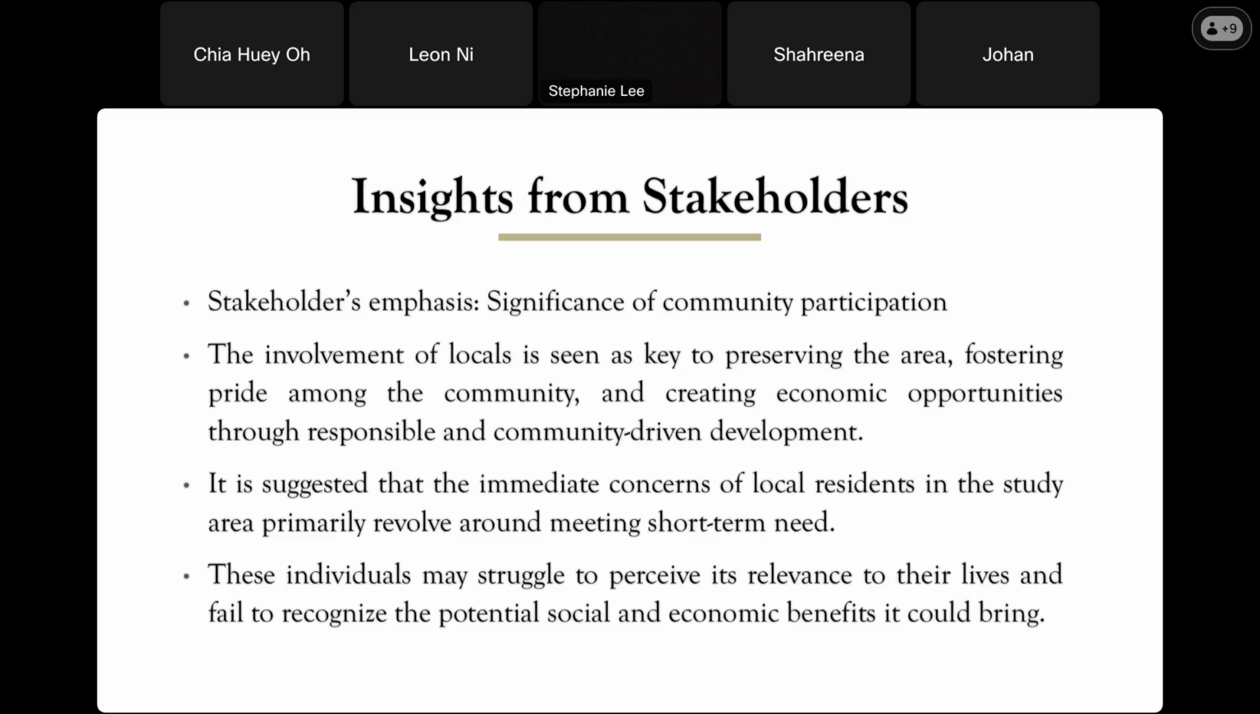They emphasized the crucial role of community participation in tourism development planning, particularly in the Kuala Juru area. The involvement of locals is seen as key to preserve the area, foster pride among the community, and create economic opportunities through responsible and community-driven development.